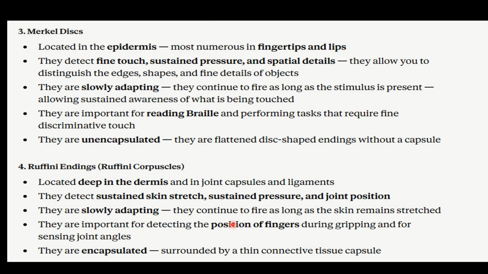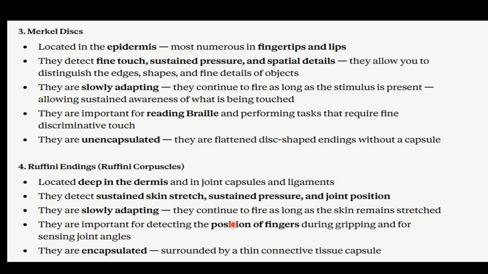They continue to fire as long as the stimulus is present, allowing sustained awareness of what is being touched. So that is the Merkel disc. They are important for reading braille and performing tasks that require fine discriminative touch, and they are completely unencapsulated. That means they are flattened disc-shaped endings without a capsule. There is no capsule in the Merkel disc.